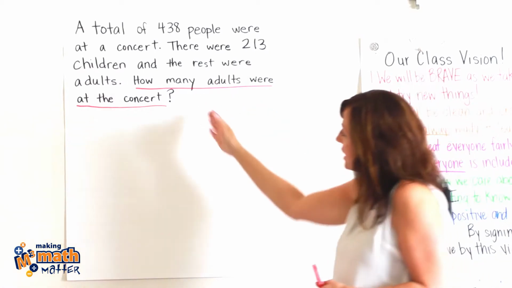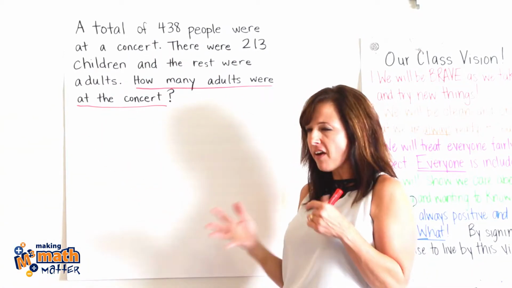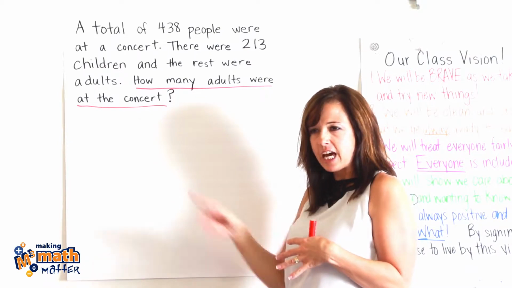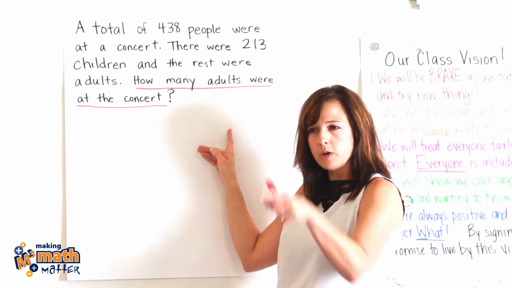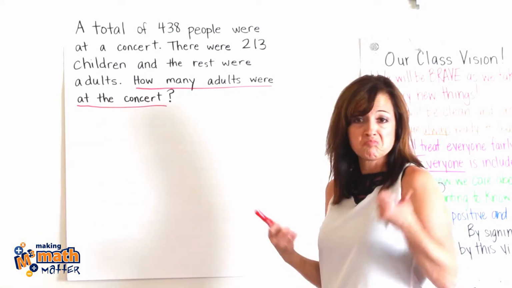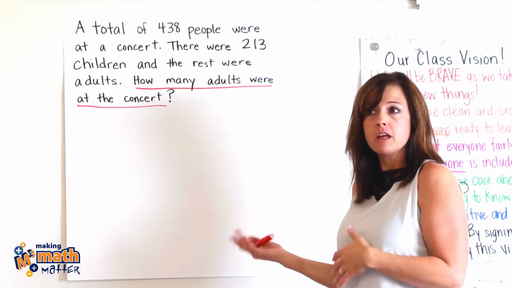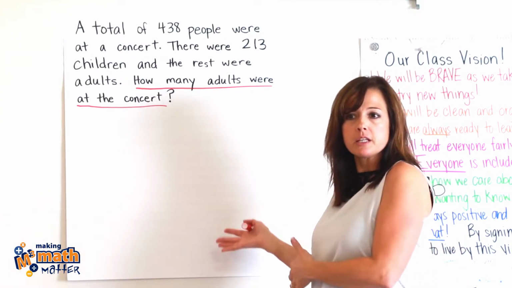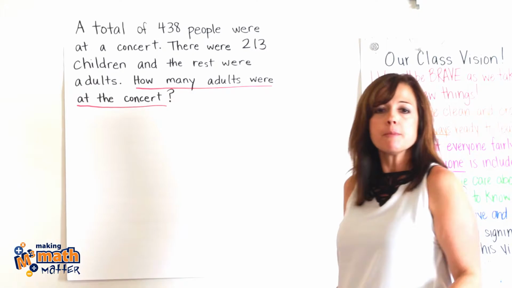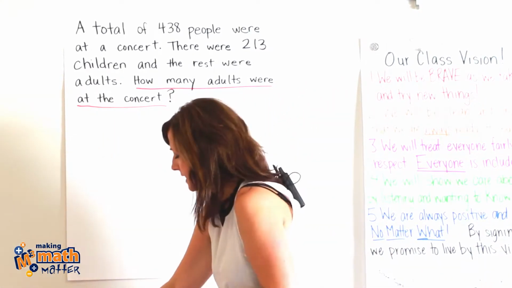So I'm going to change this into a sentence. Any ideas of how I could change that into a sentence? That question right there? What do you think? Works for me. Could you have had something different? Like there were blank adults at the concert? Sure. Sometimes there's different ways to write the sentence. But I'm going to go with my friend's answer over here.